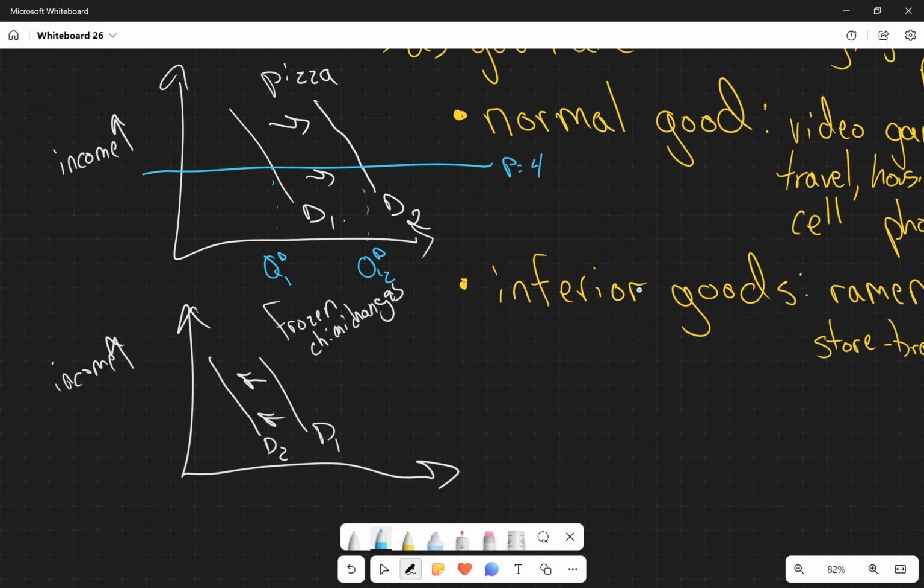Let's say that the price of the frozen chimichanga stays at, I think they're $1 or something like that, and all of our incomes increase. Given that the price is staying at $1, the quantity demanded is going to go down from where it was before, because it's an inferior good. So an inferior good has a decrease in demand as a result of a positive income shift. A normal good has an increase in demand as a result of a positive income shift.